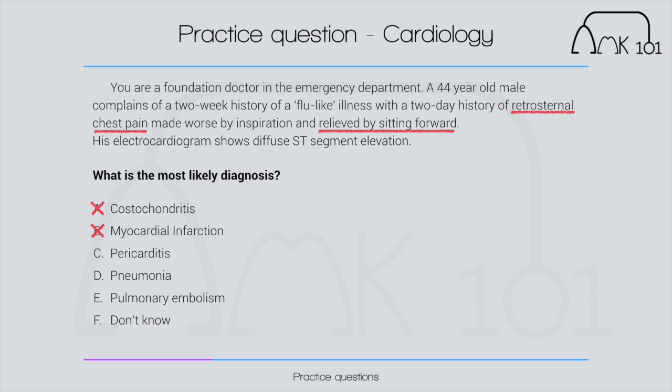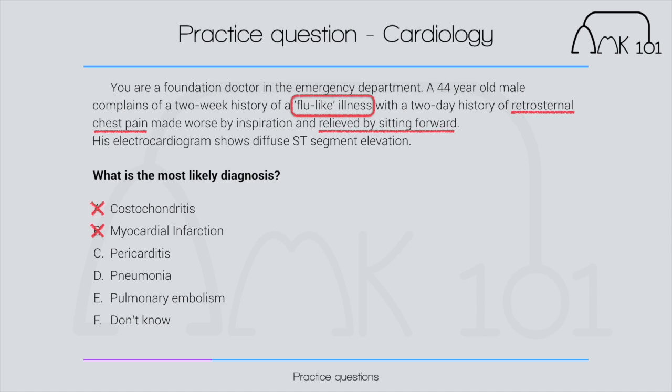Pericarditis. That's normally a viral infection. Oh, flu-like. Viral infection. Pericarditis, inflammation of the heart. Pain? Hurts when you breathe? Well, your pericardium moves when you breathe. The fact of the matter is that ST segment elevation in all the leads is classical of pericarditis, which is why it's the right answer.